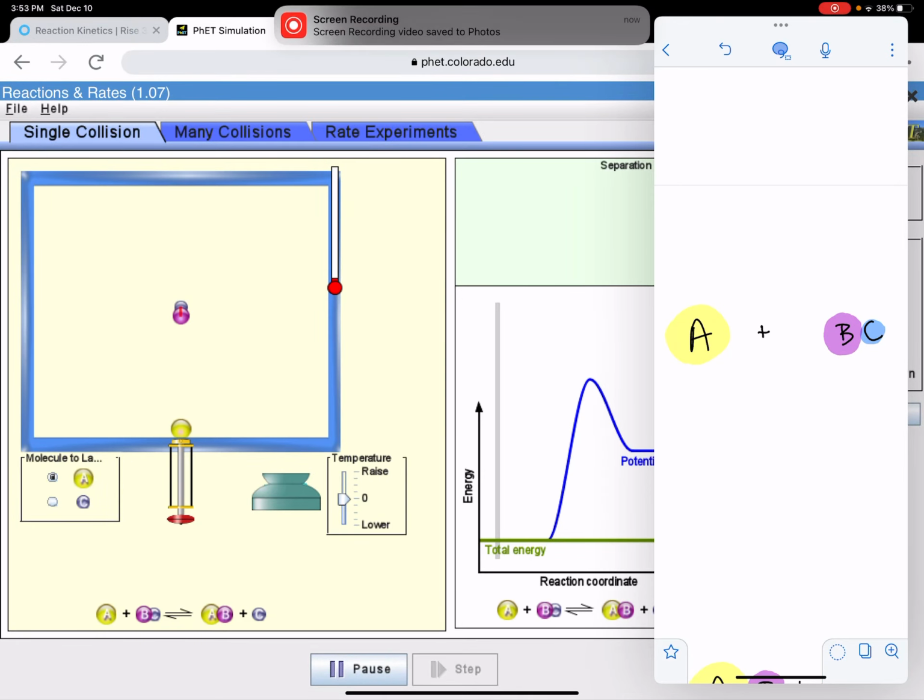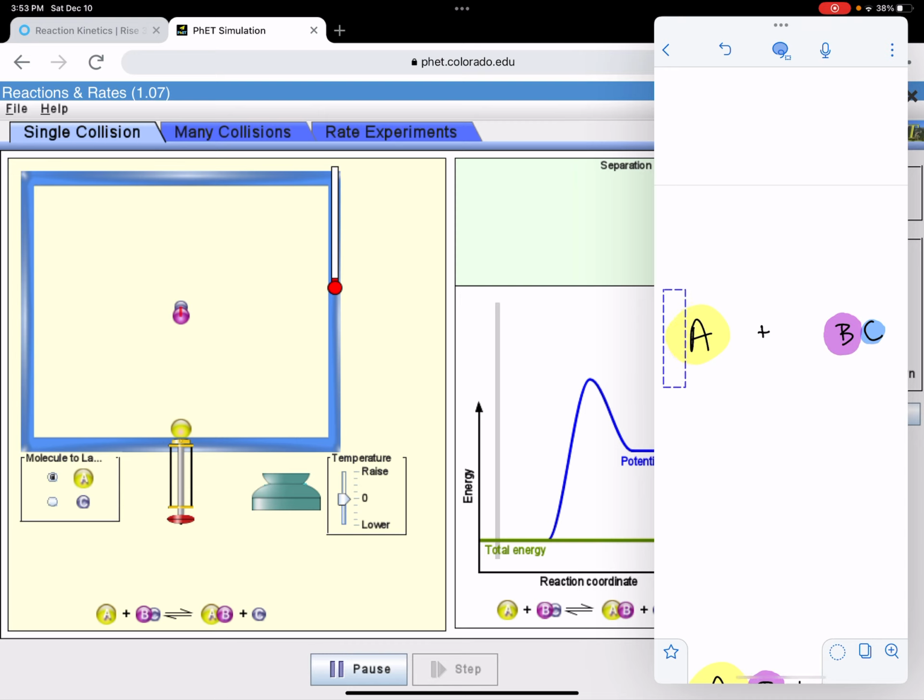So I know I'm starting with a screen that has a lot on it. So focus on the right-hand side first. I'm going to show how this reaction is going on. So this is the reaction. I've got a big yellow sphere by itself, and there's a BC that it's colliding with.